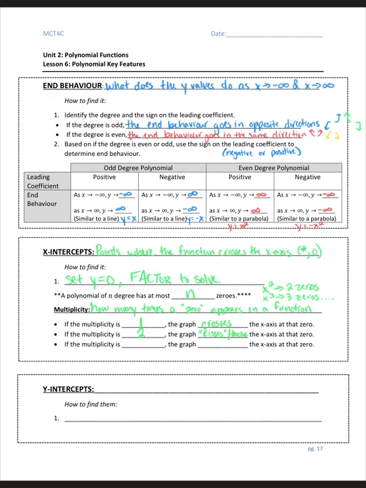And finally, if the multiplicity is 3, the graph flattens at the x-axis at that 0. And flattens is the same as tangent, which means it's going to be parallel to the x-axis. And we'll look at examples of all of these. But let's look at an example.